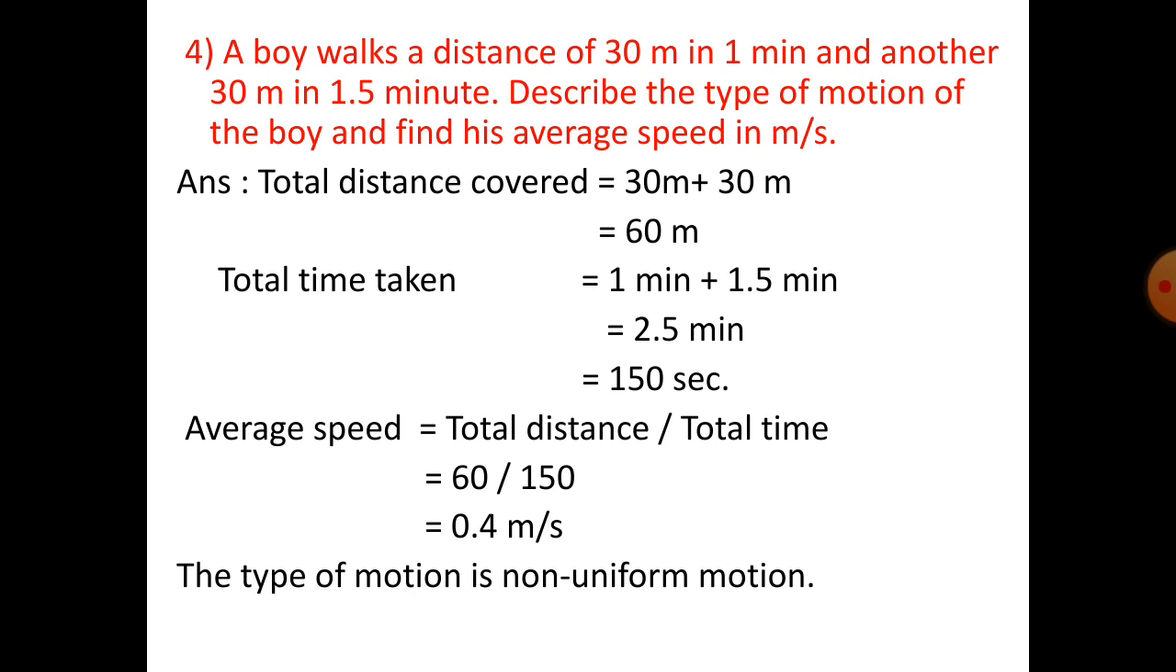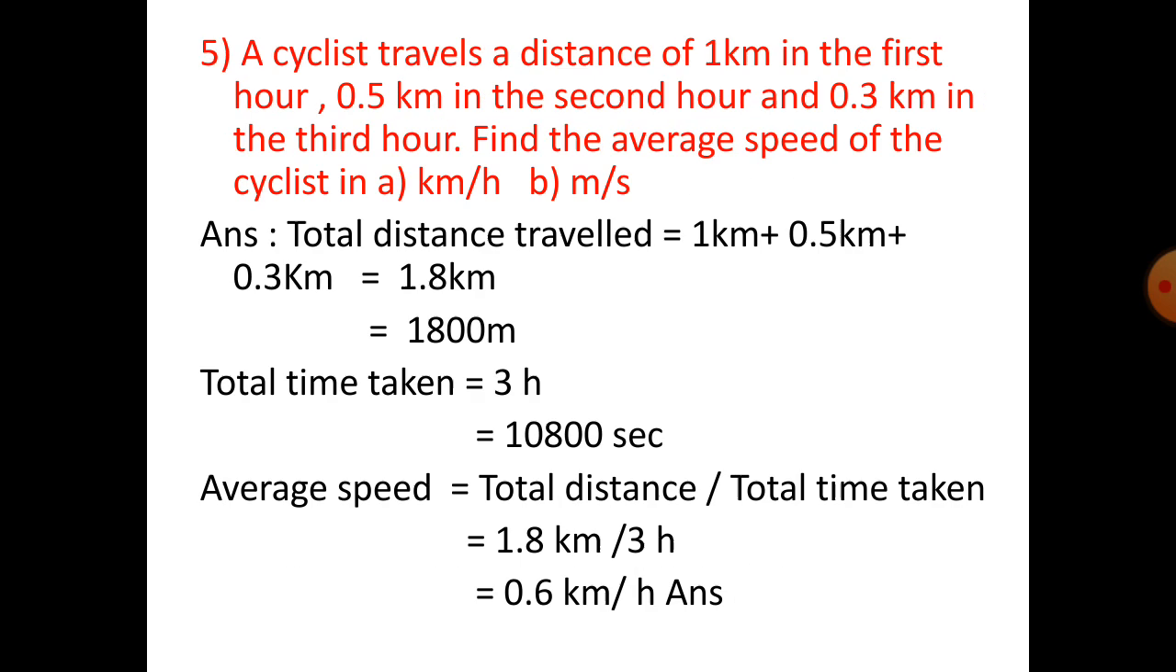So we will find the total distance, that is equal to 60 meters, and then we will find the total time taken, that is equal to 2.5 minutes, which is equal to 150 seconds. So for average speed we divide the distance by time, that is equal to 0.4 meters per second. And the type of motion is non-uniform motion.